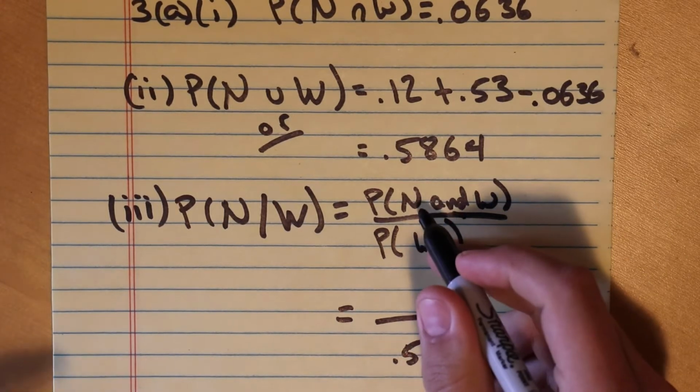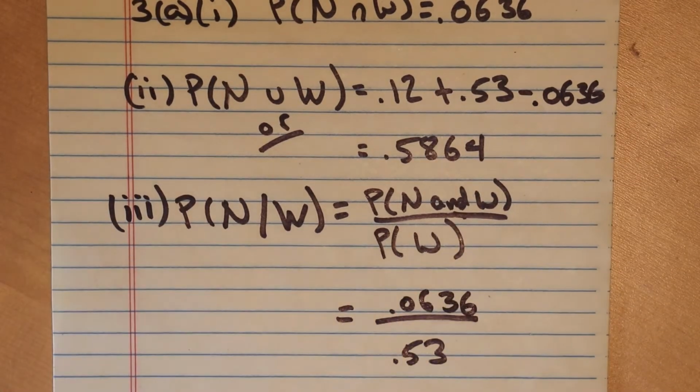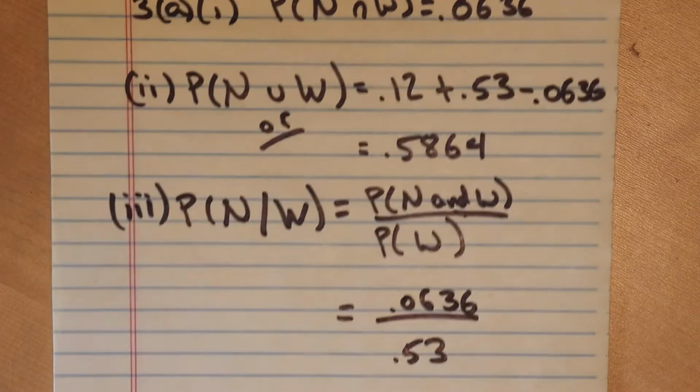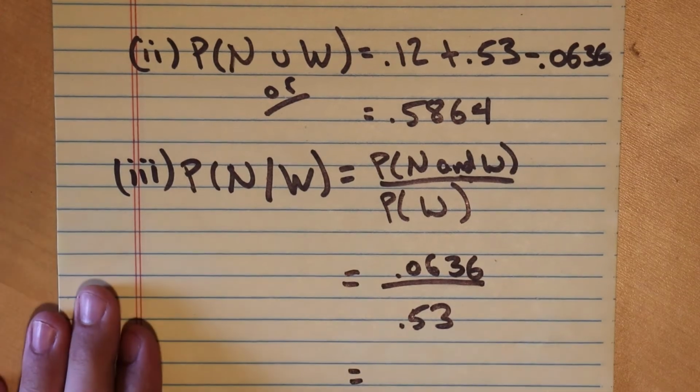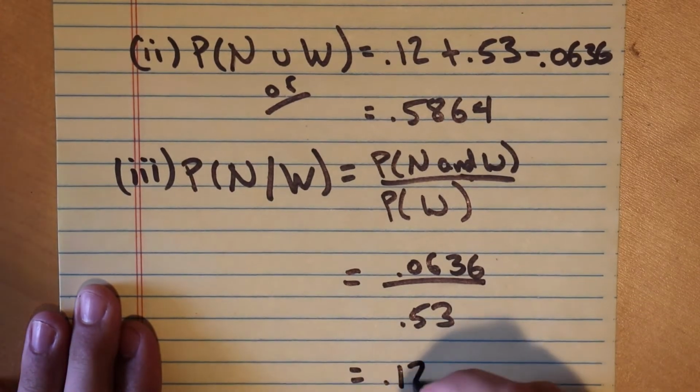So that's the thing that has happened. So the probability that they never take the prescription and they're a woman, it's about a 6.36% chance. So what is 6 out of 53? In other words, it's a little bit over 10%, 12%.